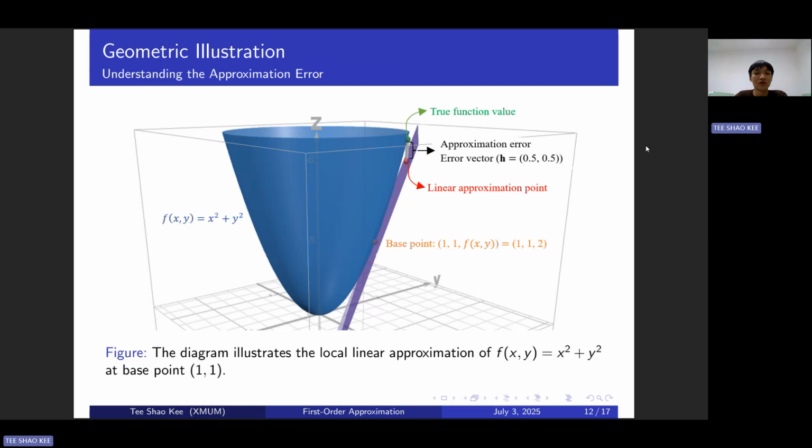Let's look at an example to visualize what we have just proved. We return to our function f(x, y) equals x squared plus y squared. At the base point (1, 1), the tangent plane approximates the surface. The gray line connects the true value of f(x0 plus h) and the approximation. The red dot shows the actual function value, and the green dot is from the linear approximation. As you can see, the closer h is to 0, the smaller the error.